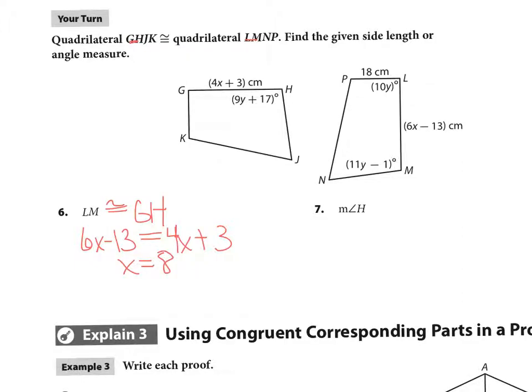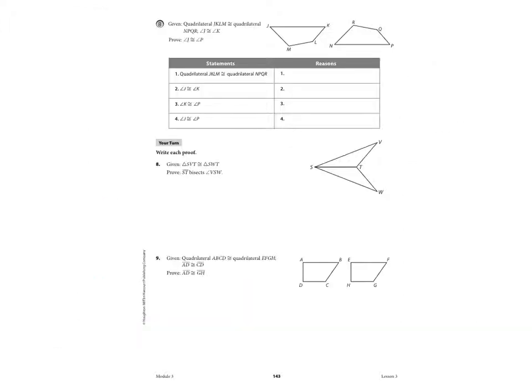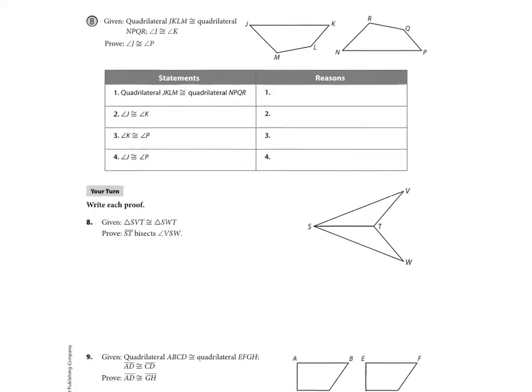And so we know that LM would be 48 minus 13, which gives me 35 centimeters. Now we're going to flip the page and we're going to actually look at some proofs. Okay.